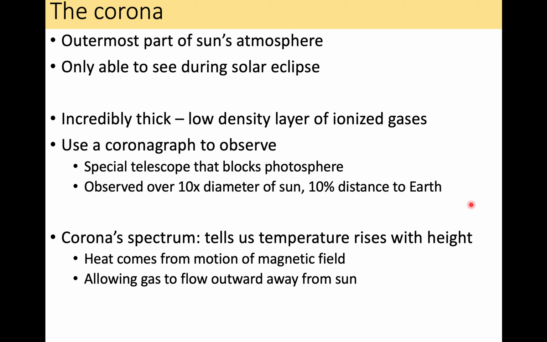So we can look at the spectrum of the corona itself, and it tells us that the temperature is actually rising with height. The heat in the sun's atmosphere comes from motion of the magnetic field. The magnetic field of the sun, which we'll get into later in more detail, is moving around, which allows gases to flow outward away from the sun, bringing heat away from the sun and into the outer atmosphere of the sun.